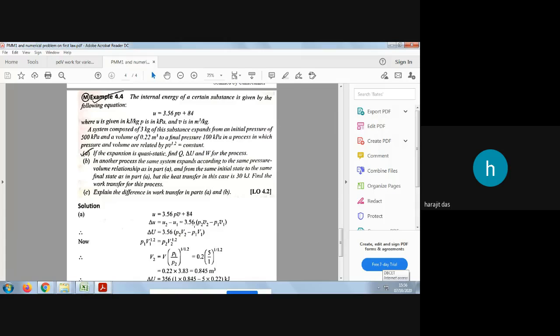So 3.56, it is given. P2 V2: P2 is given, V2 is not given. So P1 V1. So now how to find out this V2? Okay, how to find out this V2?